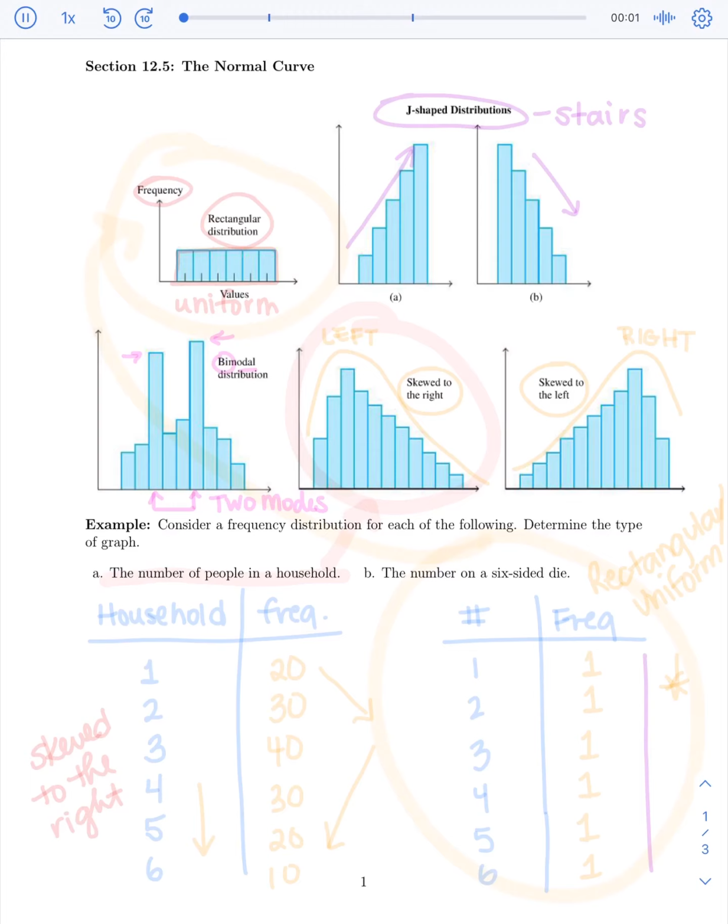In this last section, what we're going to talk about is just different shapes of distributions. The first one we'll see is a rectangular distribution, where it basically looks like a rectangle. It doesn't have to be a perfect rectangle, but it does look like a rectangle. Another word, if you take a stats class, is uniform distribution. Uniform just basically means it looks relatively the same or flat, with the frequency of everything remaining about the same. Again, it doesn't have to be perfect.